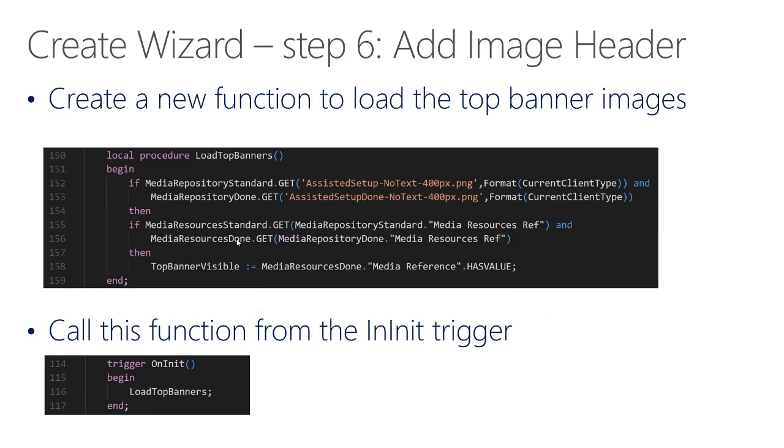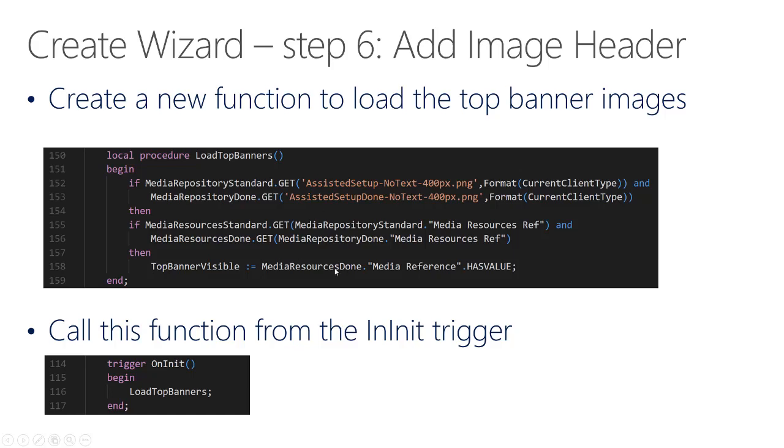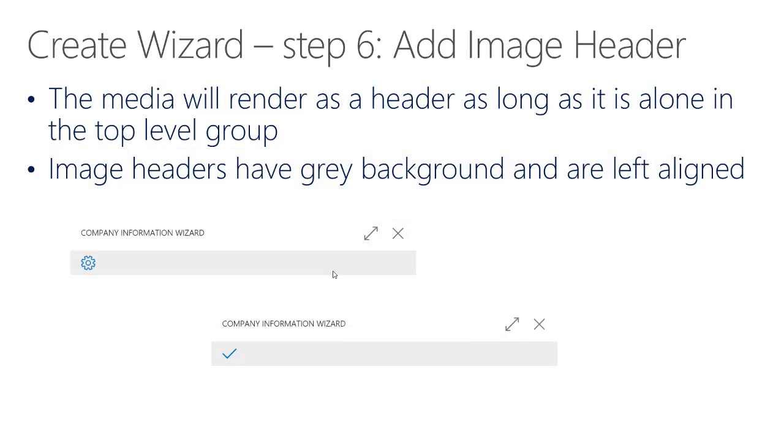Create a new function to load the top banner images. This is hard-coded also. So this value, assisted setup no text 400px.png. This is all hard-coded, so you have to get this right to put this in there. So on init, load top banners gets this into the screen. And so in the next screenshot, this little gear and this little checkbox are part of these two, right? So I'll just leave it on the screen for a little bit.